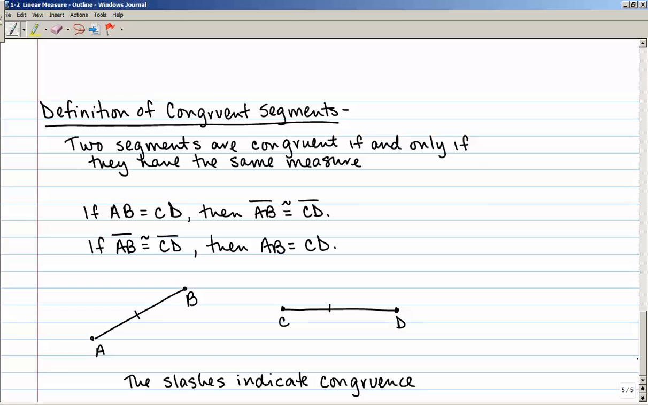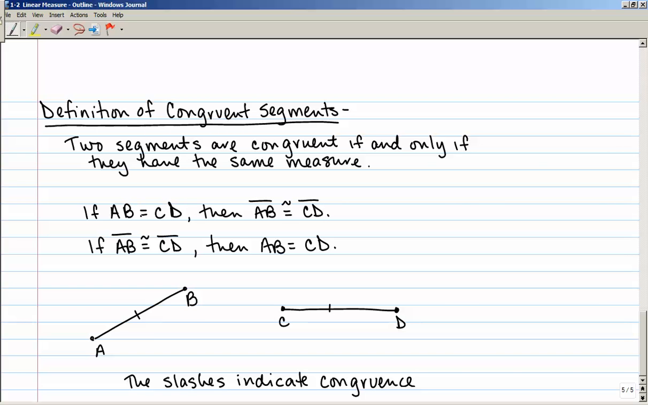And the last concept here is called the definition of congruent segments. And it says two segments are congruent if and only if they have the same measure. And that might seem a little obvious, but it's really a matter of notation again. So here's a kind of an explanation of it. So given segments AB and CD, if the length of AB is equal to the length of CD, then segment AB is congruent to segment CD.